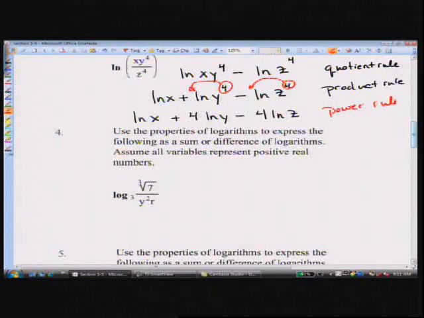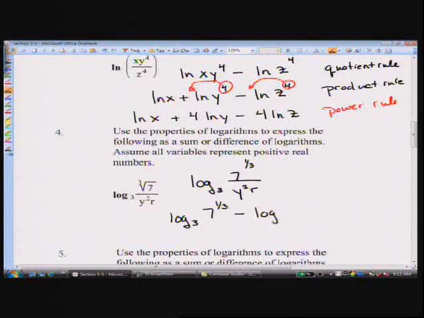So same thing here. Now this one's slightly more challenging. Notice it's a base 3 logarithm. And this cube root, it would probably be better to write it like this. Let's write this as log base 3 of 7 to the 1/3 power divided by y squared r. That's the first thing I'm going to do. Now I'm going to apply the quotient rule. So I'll have log base 3 of 7 to the 1/3 power minus log base 3 of y squared r.